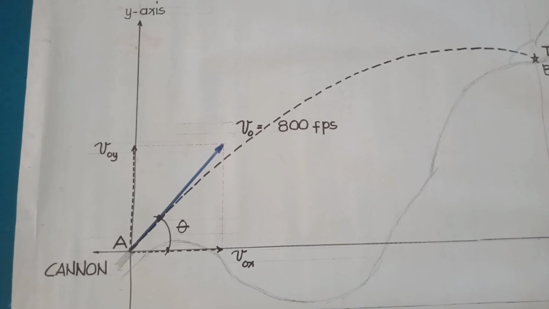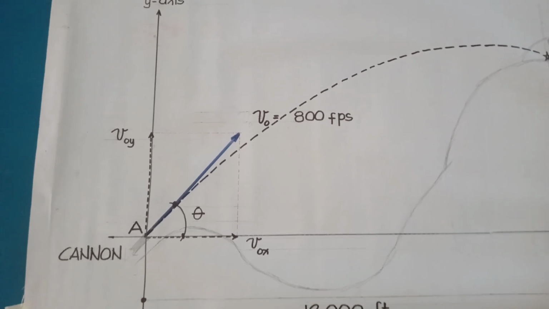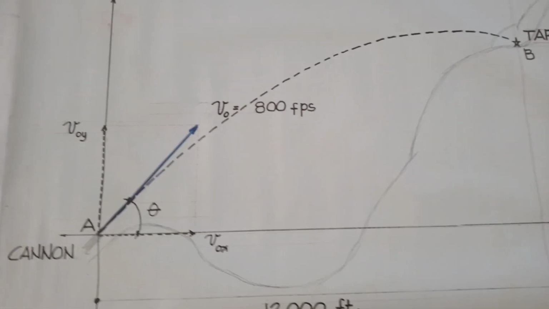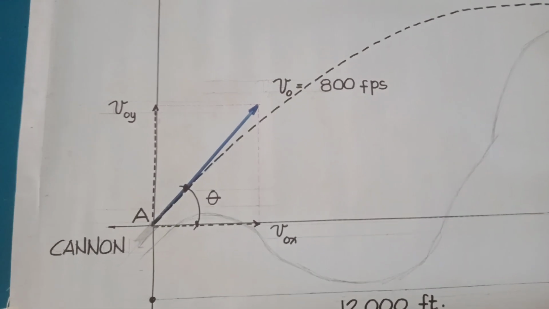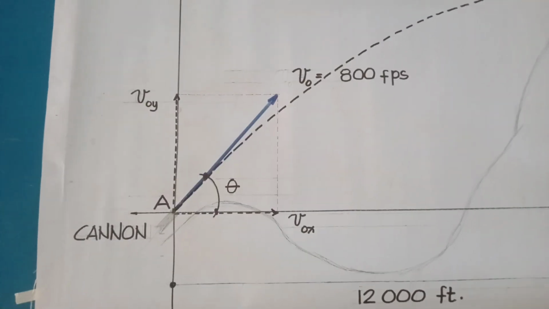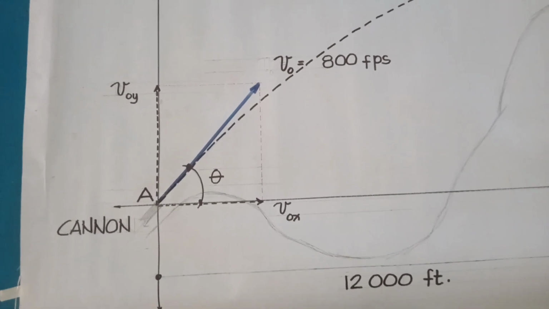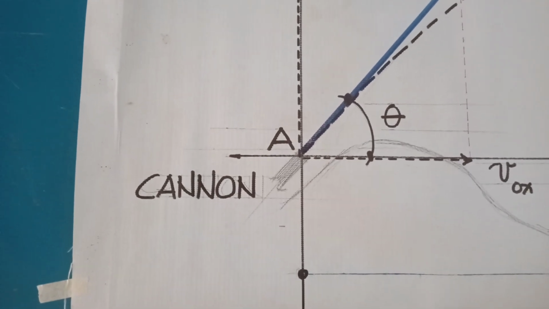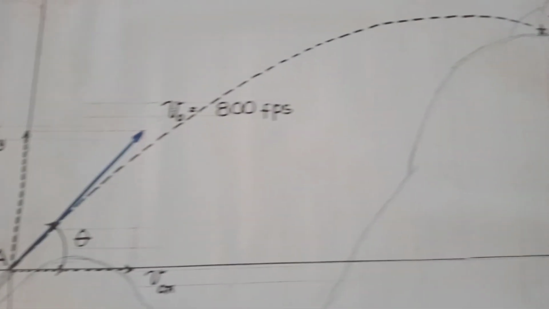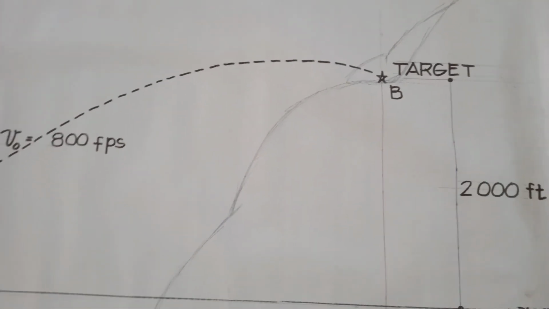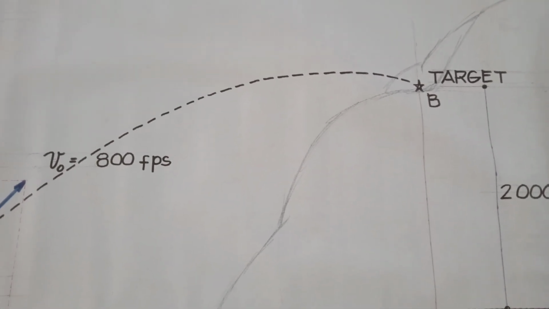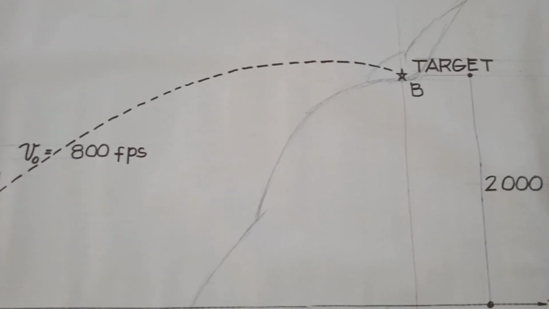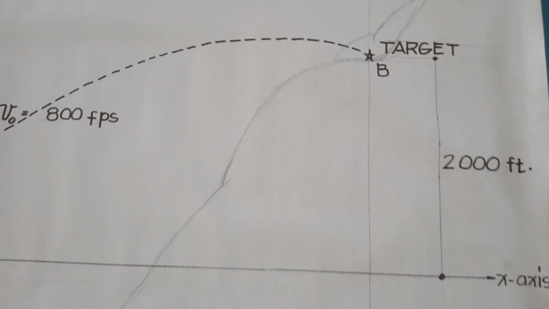Hi, hello. We will now try to solve this particular problem on projectile, and this is about a cannon firing a projectile from point A. That's the so-called point of launch or the launching point, and of course it will travel through a trajectory known as a parabola.